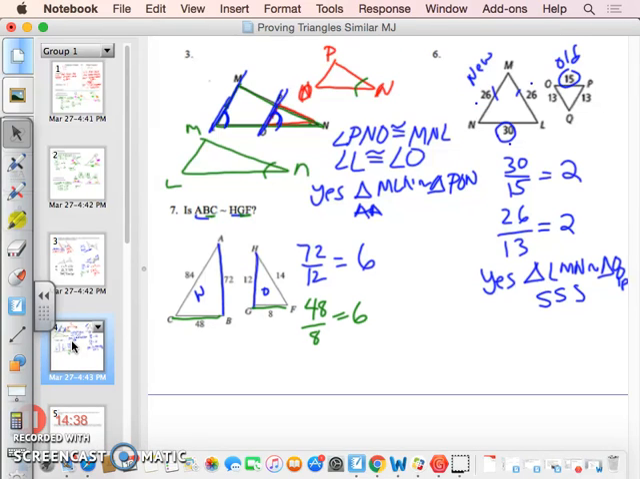And then lastly, I do have to look at all 3 sides. I'm going to look at this side here, and this side here, which is 84 over 14. And if you divide that out, you also get 6. So yes, I can say yes because of side, side, side. If the 3 sides are proportional, then the angles are as well. All right, stay tuned for some word problems.